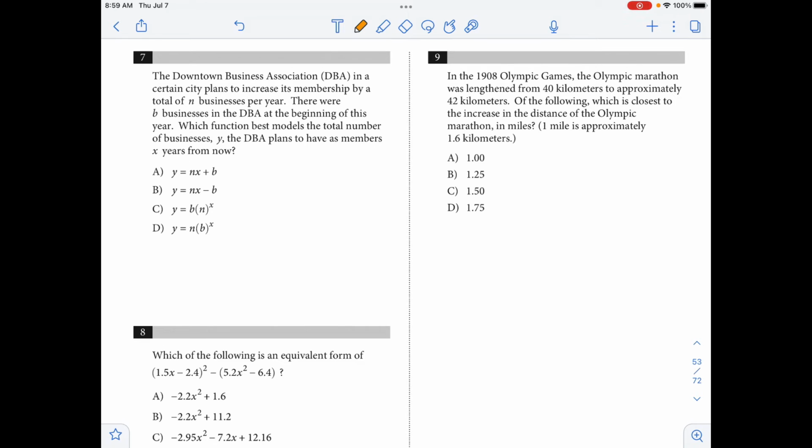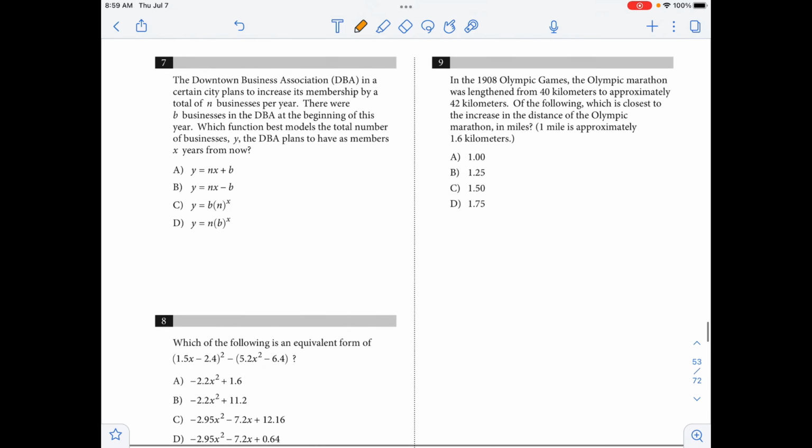So let's look at it again. The DBA in a certain city plans to increase its membership by a total of N businesses per year. There were B businesses in the DBA at the beginning of this year. Which function best models the total number of businesses Y the DBA plans to have X years from now? So there's B businesses, that's a constant. So we're going to have B in our equation. It wants to increase its membership by a total of N businesses per year.